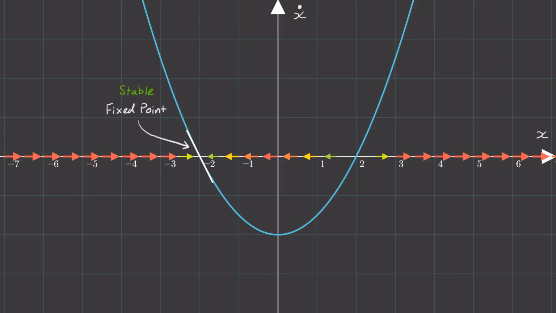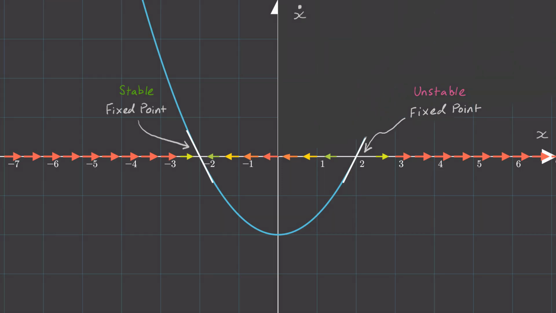It's stable because if the particle ends up at any small perturbation near this fixed point, it'll be sucked towards it. The other fixed point is unstable because it has a slope at this point greater than 0, meaning that any small perturbation from this fixed point will make the particle explode away exponentially fast. This technique is called linearization because we approximate the curve as a straight line at this point.